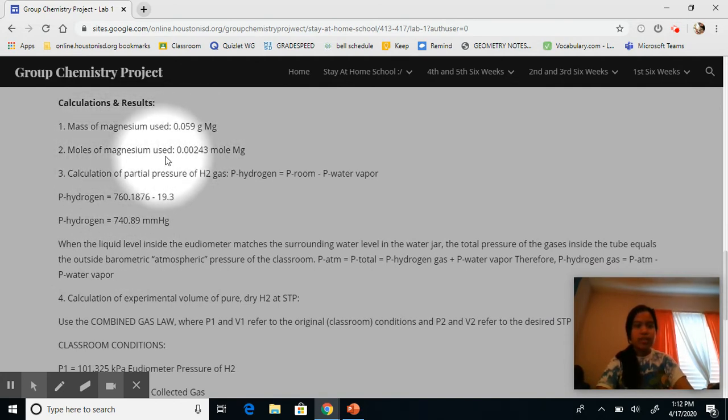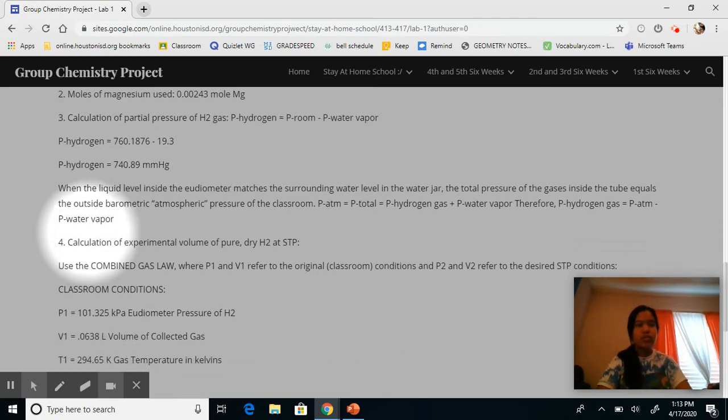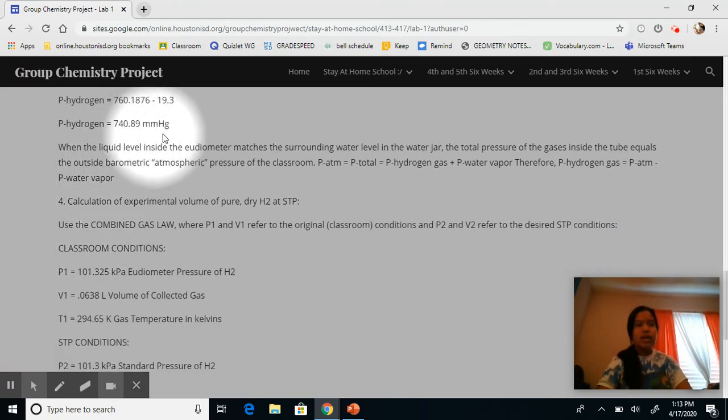Our results were that number 1, the mass of the magnesium used was 0.059 grams. The moles of the magnesium used was 0.00243 moles of magnesium. Calculation of partial pressure of H2 gas, with P hydrogen equal to P room minus P water vapor. The P hydrogen was 760.1876 minus 19.3, and the P hydrogen was 740.89 mmHg.